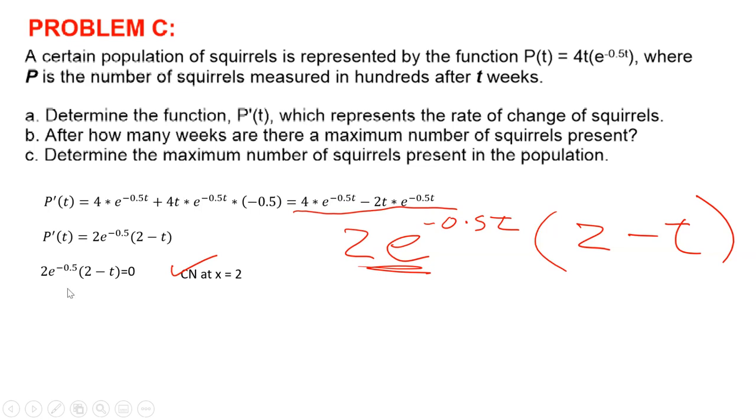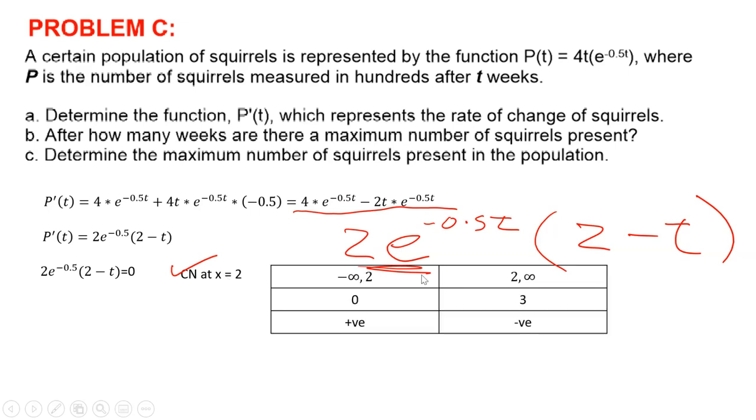If I now look at this, the critical number occurs when x is equal to 2. That makes sense, because 2 is what makes this thing become 0. This can't be 0. We talked about that before. 2 times e to the minus 5 cannot give you a 0. So the only 0 you can get is when x is equal to 2. I have x here. Of course, that should have been a t.